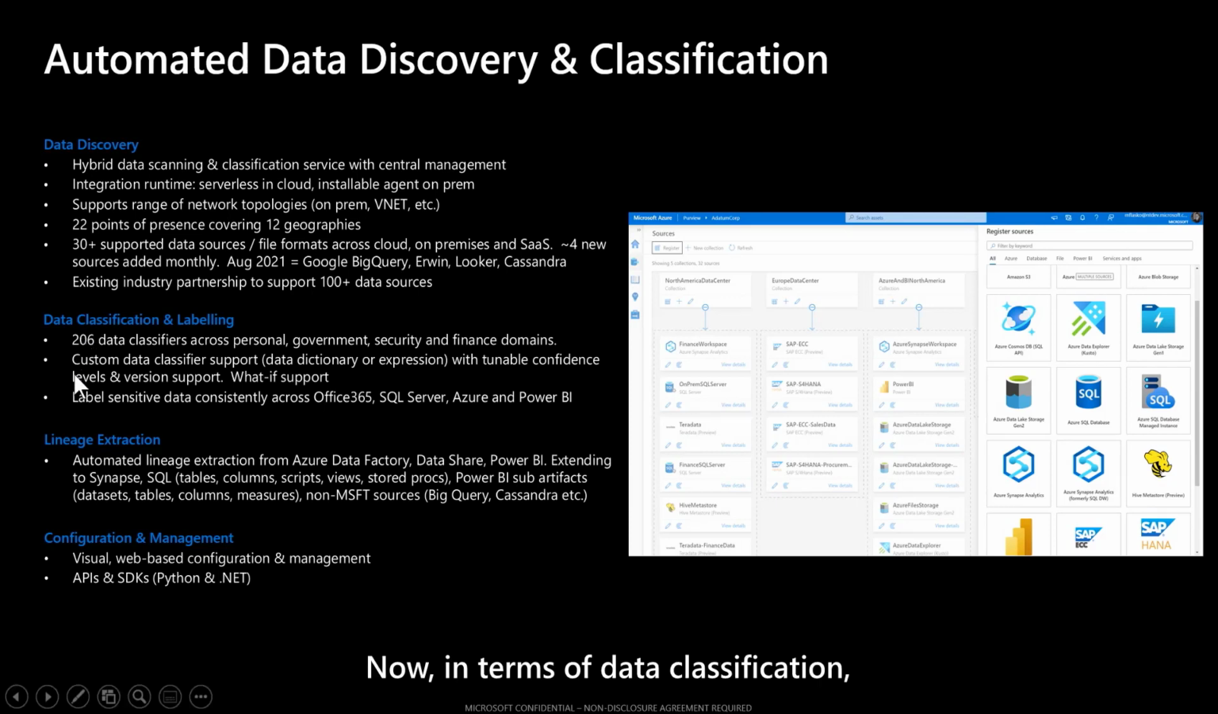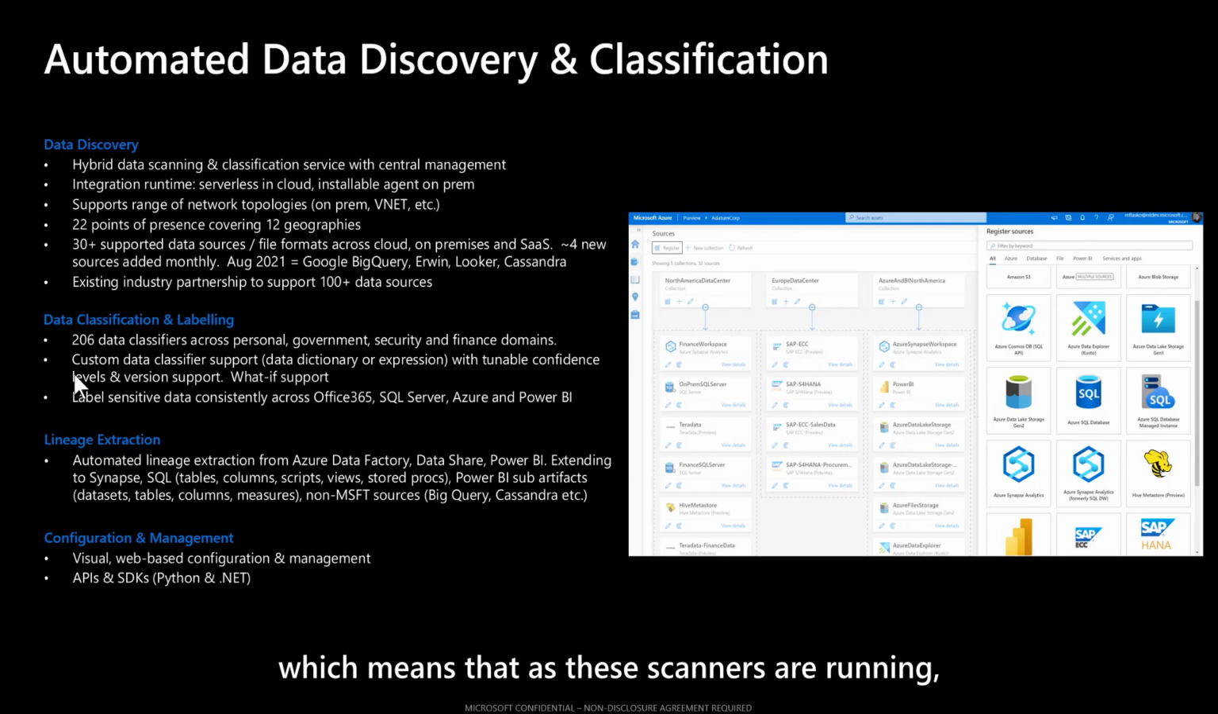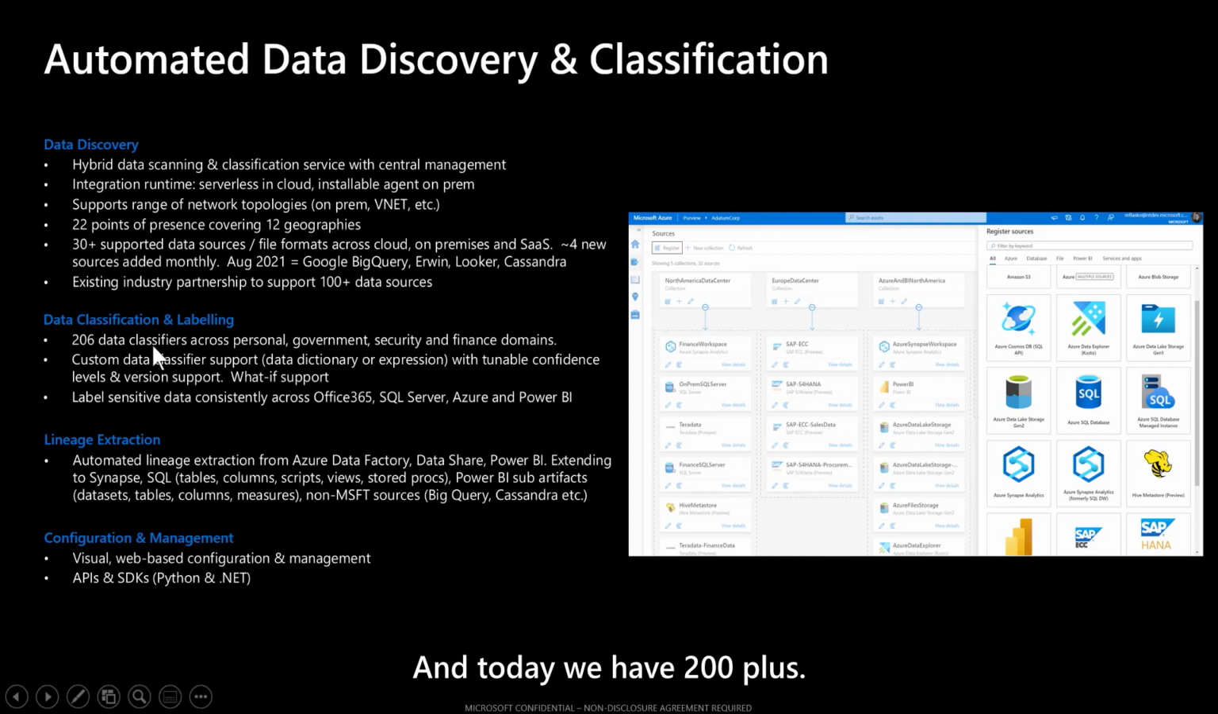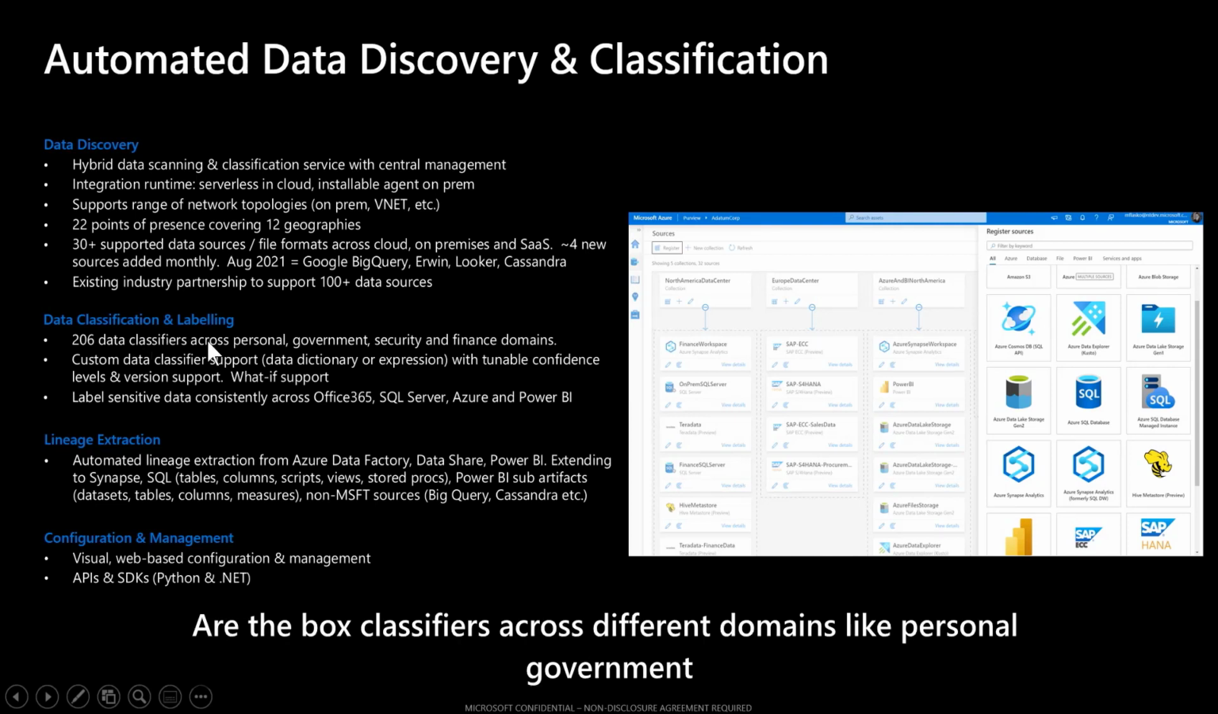Now, in terms of data classification, as I've been saying, in our data map we are also capturing semantic metadata, which means that as these scanners are running, they are classifying the data to say, oh, this column is a social security number, or this column is an Australia tax file number. And today we have 200 plus out of the box classifiers across different domains like personal, government.